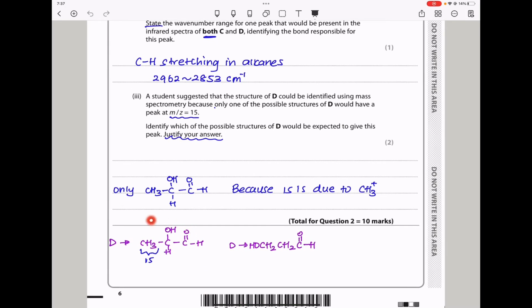Here I drew the 2 possible structures of D we already identified, and we can see fragmentation here is going to cause a CH3, which corresponds to mass to charge 15, and therefore this is going to be the compound we are looking for, and that's why I wrote it here as the answer, because 15 is due to a CH3 plus which could be created when fragmentation occurs here. So this brings us to the end of question 2. Let's continue to question 3.